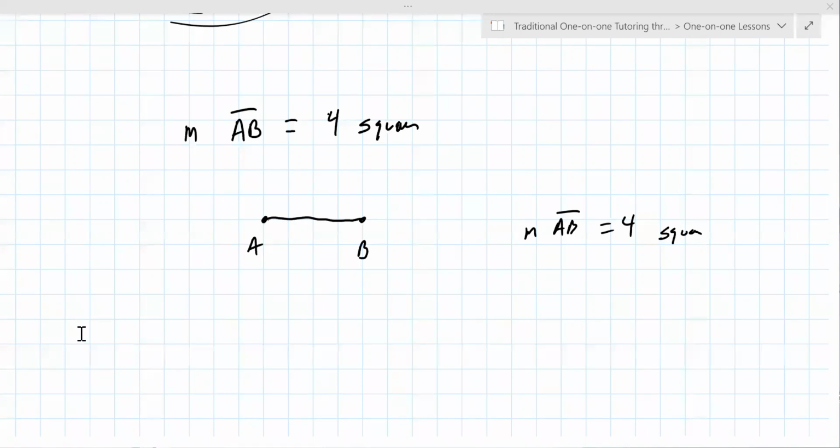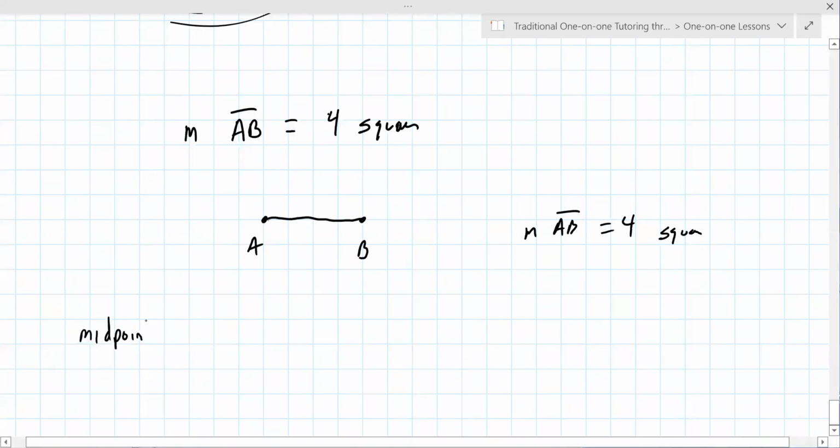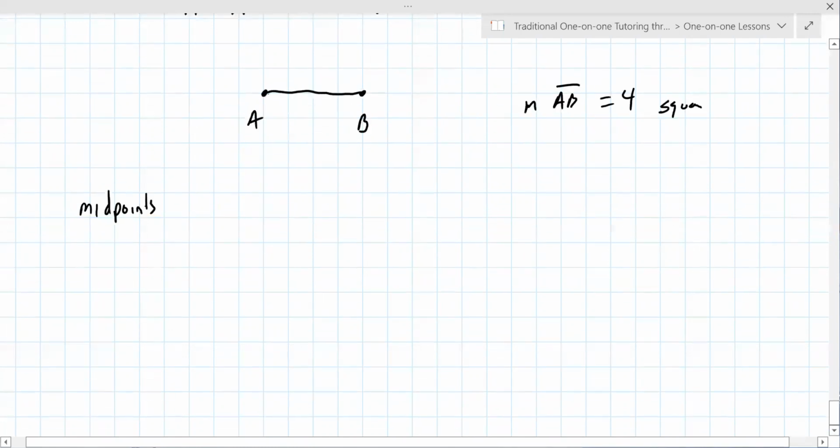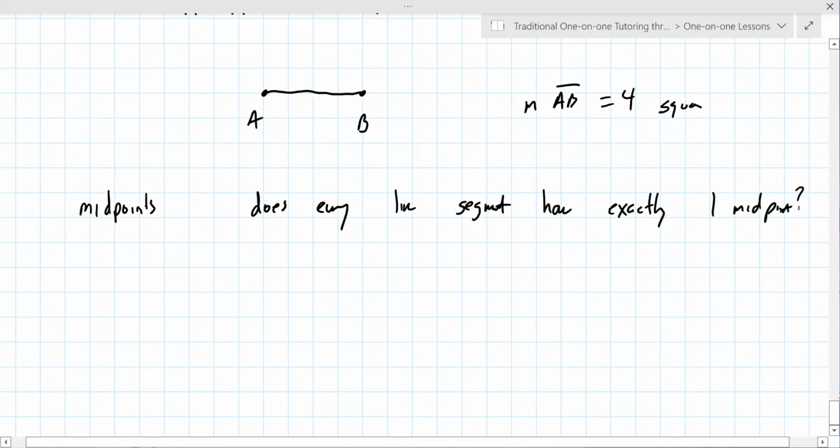Oh, so at some point you talked about midpoints, maybe? That sounds familiar. Okay, so this is your first question to think about: does every line segment have exactly one midpoint? No. Yeah. So here's the answer: if it's no, you have to give me a counterexample.